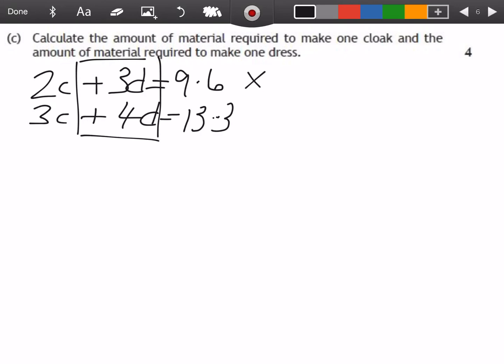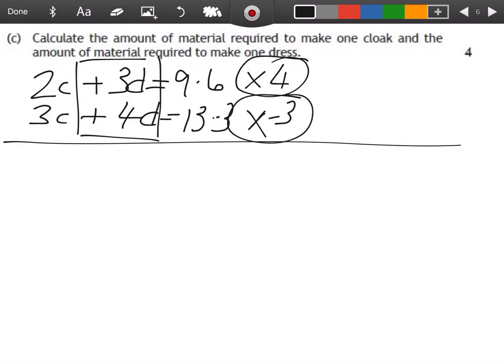So to take the first one up to 12, I'm going to times it by 4. To take the second one up to 12, remember, it's negative 12 we want to take this one up to. I'm going to multiply the second equation by negative 3. I'm going to write down my two new equations, okay? Full equation at the top times by 4.